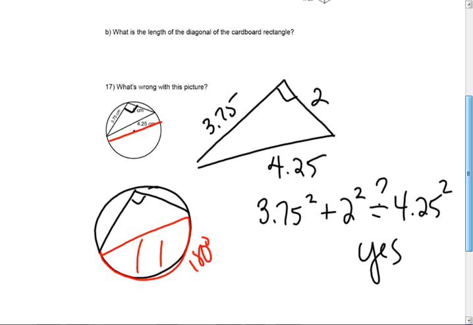But first off, you felt, well, what am I going to do? Well, I didn't know what to do, so I said, well, I'm going to find out if it's a right triangle. And if it wasn't a right triangle, then I'd say, I don't know what's wrong with the picture. That's all.